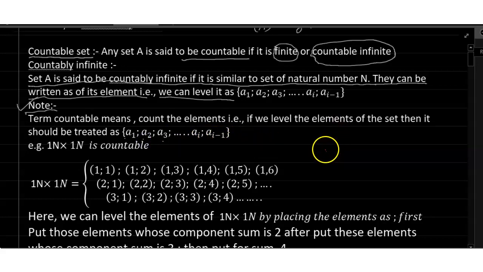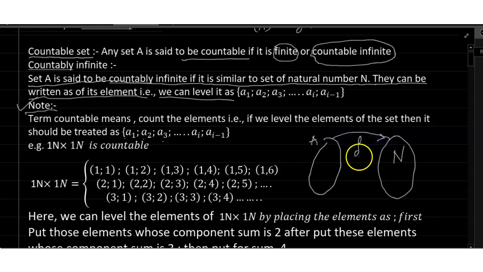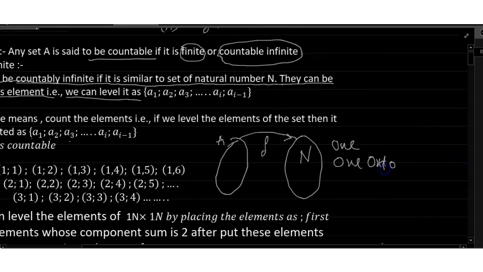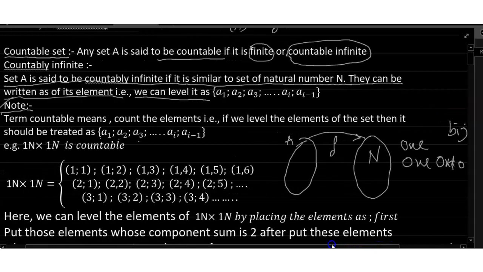So friends, the main meaning is this: suppose this is set A and this set is the natural numbers, capital N, and there is a mapping. If this mapping is one-one and onto, then there is a bijection. That mapping is called a bijection mapping.